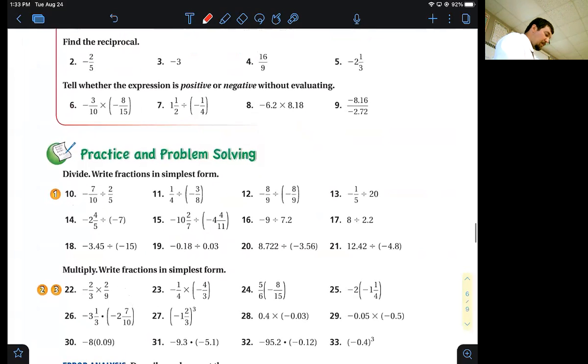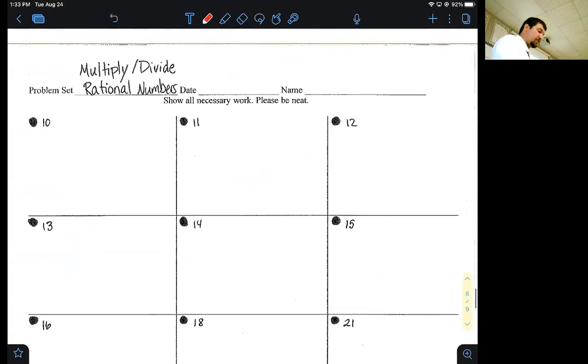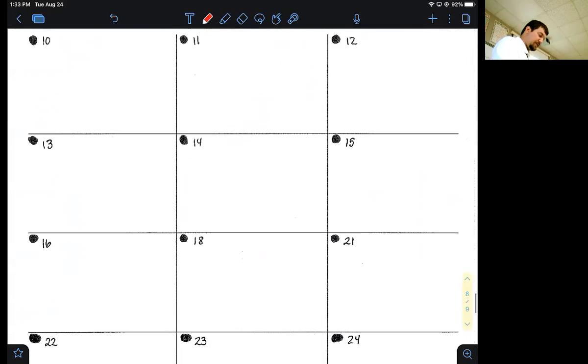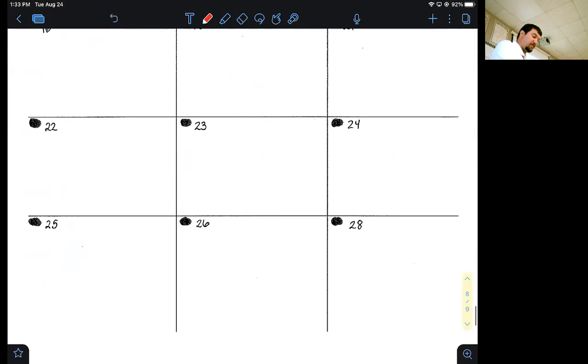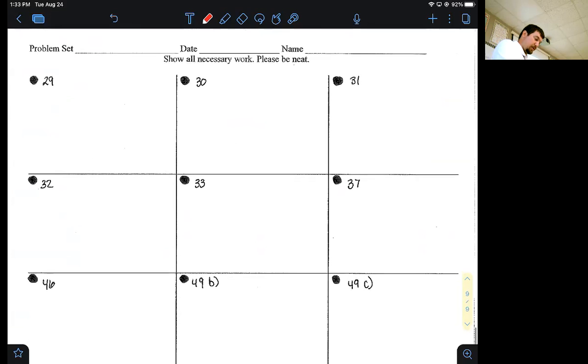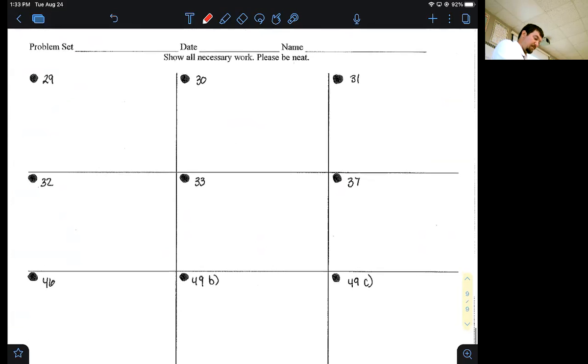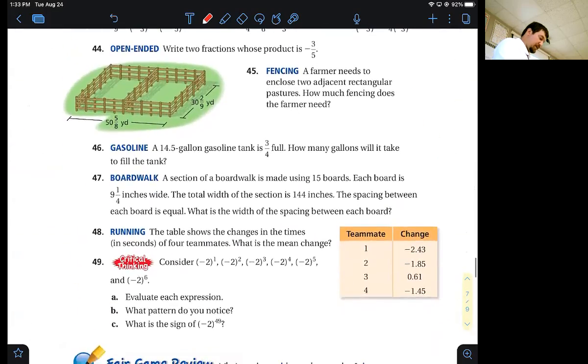Anyways, here's your problems. And here's the ones you're doing. Starting at number 10: 11, 12, 13, 14, 15, 16, 17, 18, 21, 22, 23, 24, 25, 26, 28, and then 29 through 33, 37, 46, 49, B and C. 49, there's an A, B, and C. You only have to do B and C.